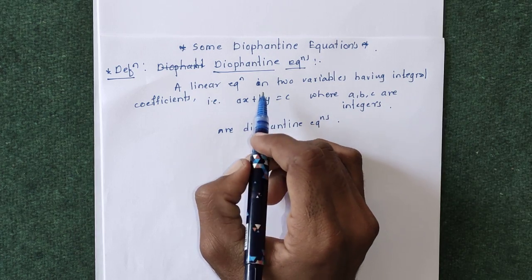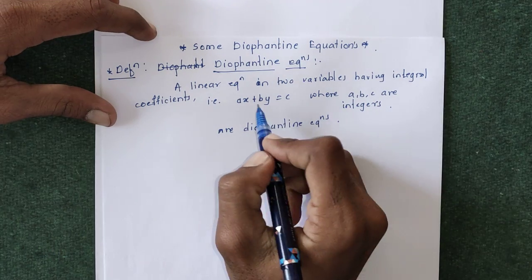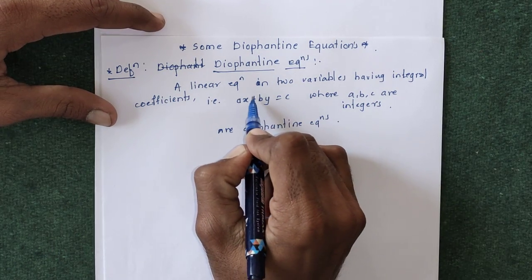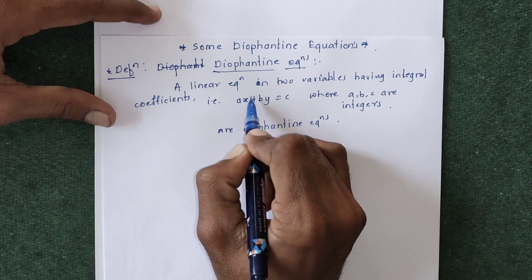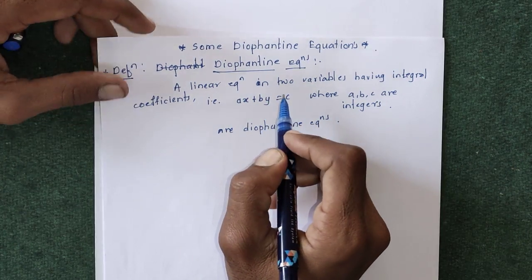So in this chapter we will find the solutions as integers. Instead of rational numbers and real numbers, we will find just integers. We are going to focus only on the integral solutions, that is, the solution must be in integers.